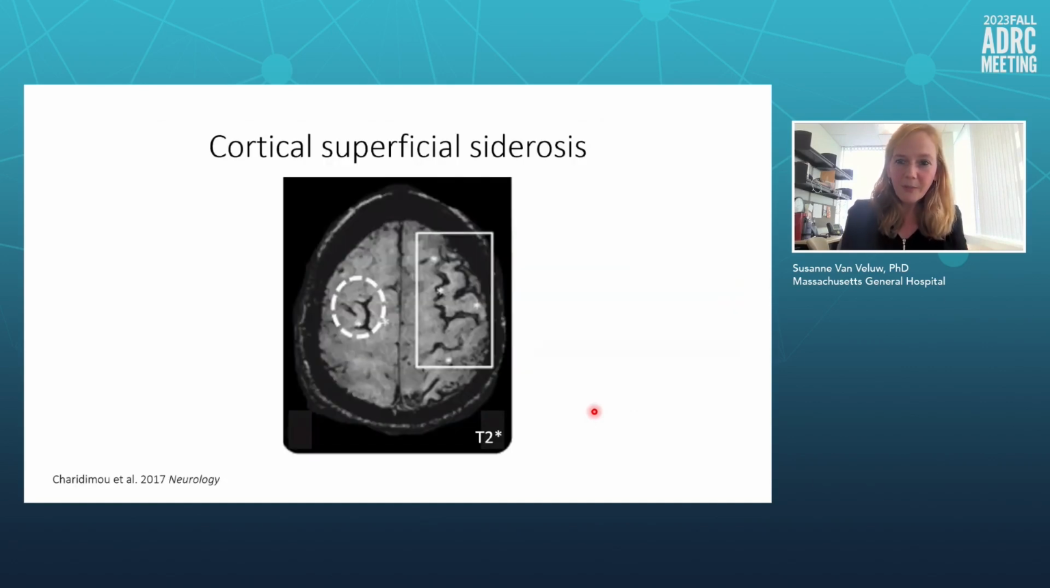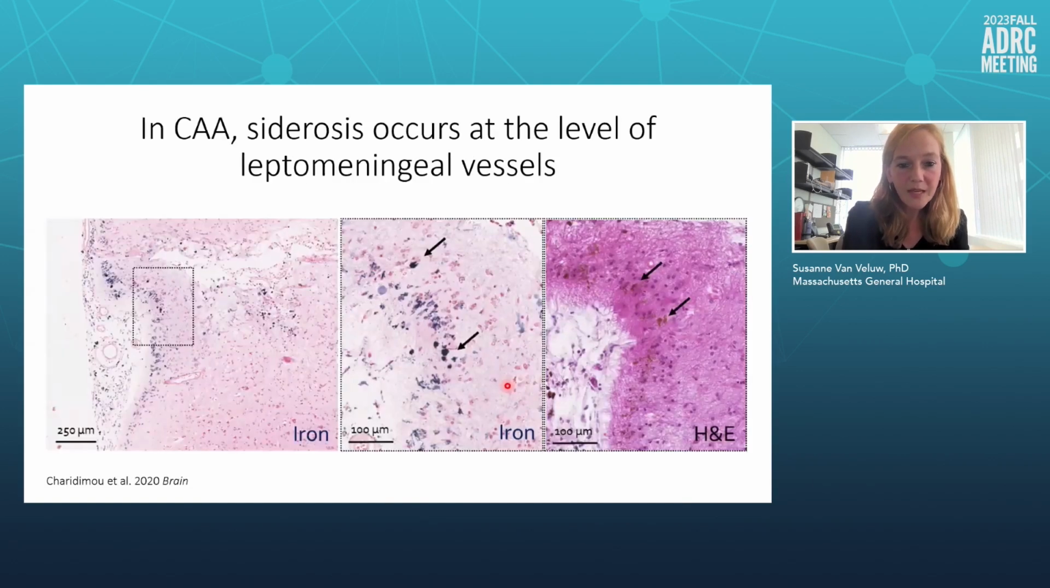And then another hemorrhagic manifestation that we're quite interested in, in the context of CAA, is cortical superficial siderosis. So this is the chronic manifestation of acute convexity subarachnoid hemorrhage, and it can manifest either in focal siderosis or in disseminated siderosis. And again, with insights from ex vivo MRI, where we're able to pinpoint those areas and then follow up with histopathology, we found that we could actually confirm that this is indeed bleeding from the leptomeninges.